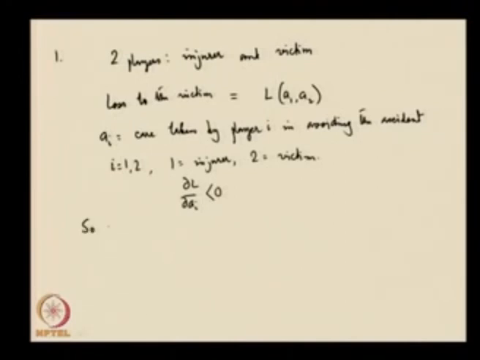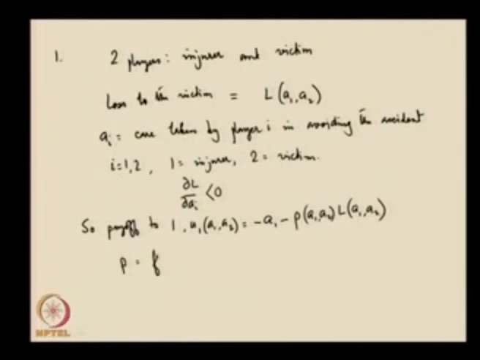So, what is the payoff to player 1, which we write by U1? First, minus A1. Remember, A1 is the care that she takes in avoiding the accident, and taking care is costly. So, minus A1, minus rho, which is a function of A1 and A2, multiplied by L, which is a function of A1 and A2, where rho is the fraction of loss which i bears by law.